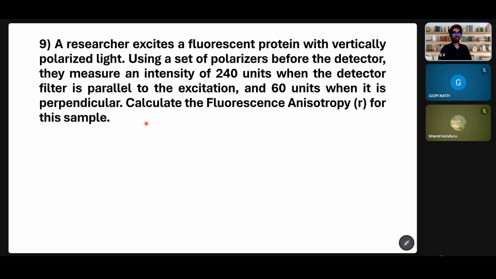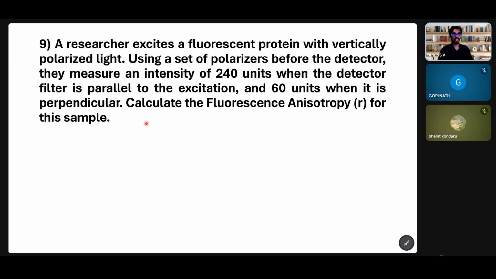Yeah. So these might be some of the problems you might be getting in your exams. A researcher excites a fluorescent protein with vertically polarized light. Using a set of polarizers before the detector, they measure an intensity of 240 units when the detector filter is parallel to the excitation and 60 units when it is perpendicular. So using these values, you have to calculate the anisotropy for the sample. It's a pretty simple problem where I have given just two values. You just have to add, subtract, and do the calculations to find a common value.